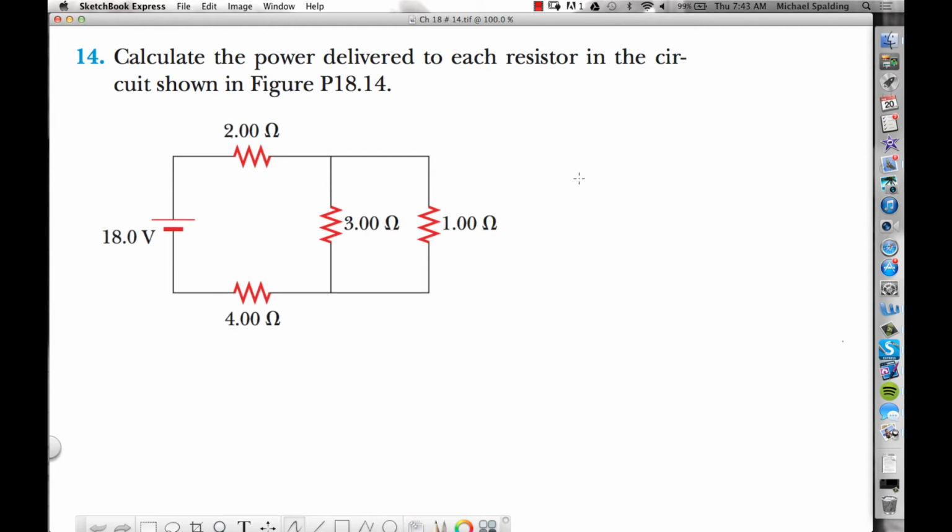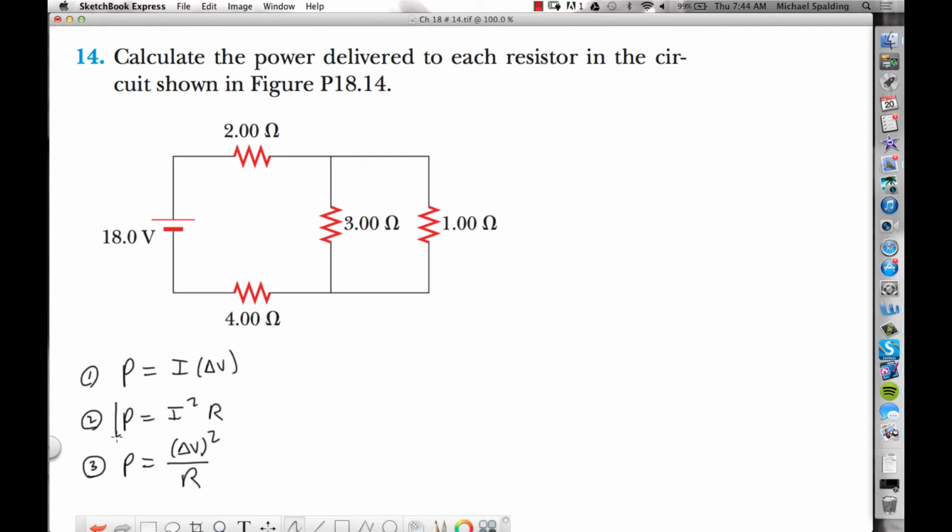All right, number 14. So we're finding the power for each one of these resistors. So we're going to have to use the power equations from last chapter. P equals I delta V, P equals I squared R, P equals voltage squared over R. So these are the three power equations.